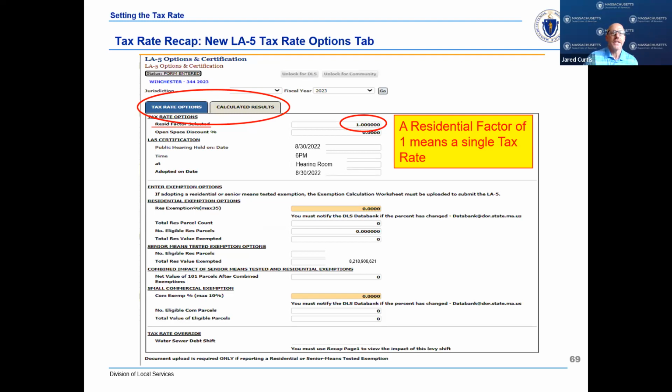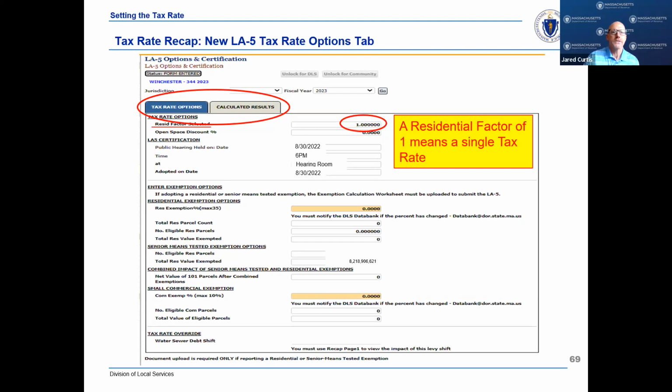This slide is a snapshot of the redesigned LA5 form that will be rolled out in fiscal year 2024. The new LA5 will consist of 2 tabs.